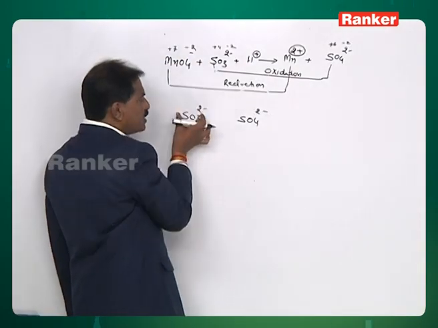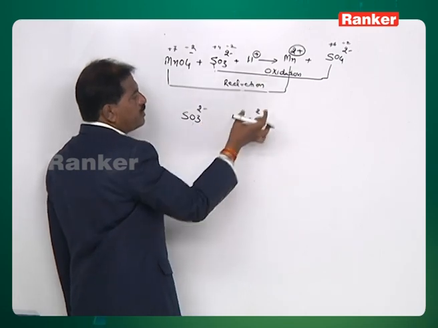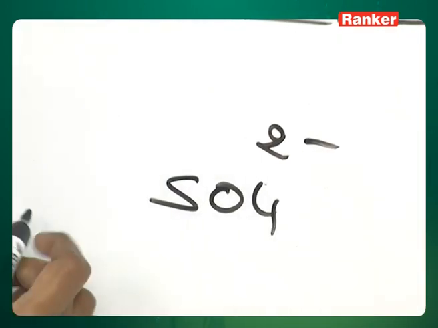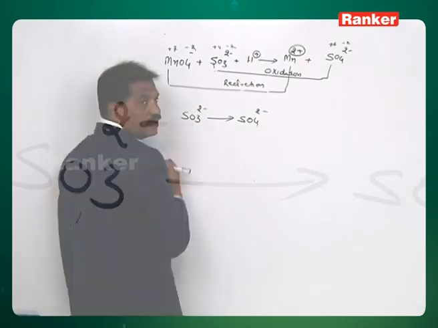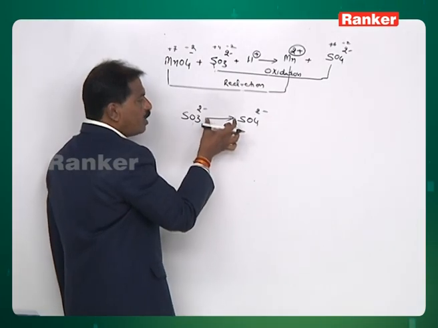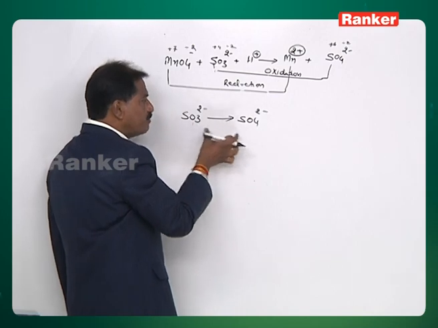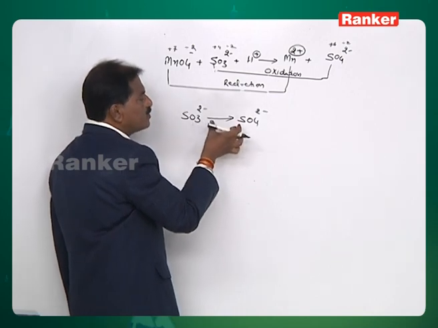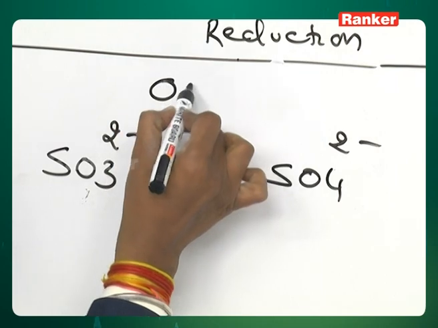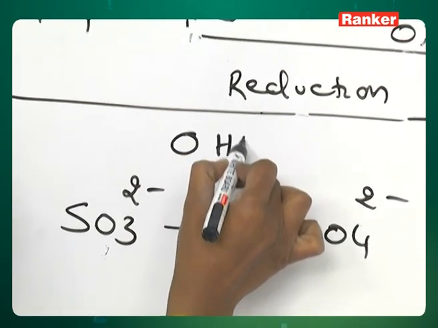Sulfite, from the left side we have separated the sulfite, from the right side we have separated the sulfate. Put the arrow between them. Therefore, this is called one half reaction or one fragment. Since in this fragment there is involvement of oxidation, it is called the oxidation half reaction, OHR.